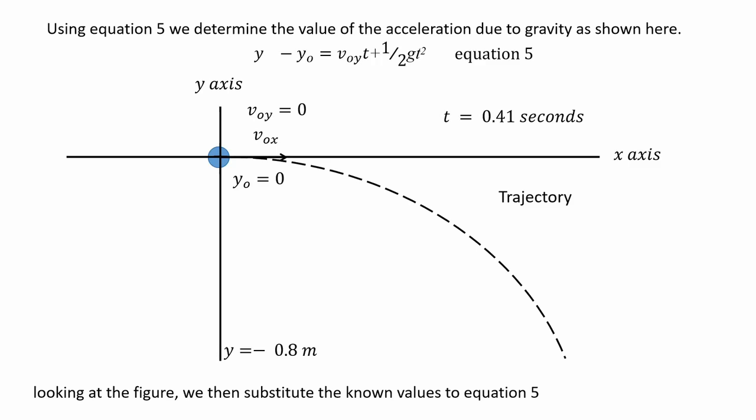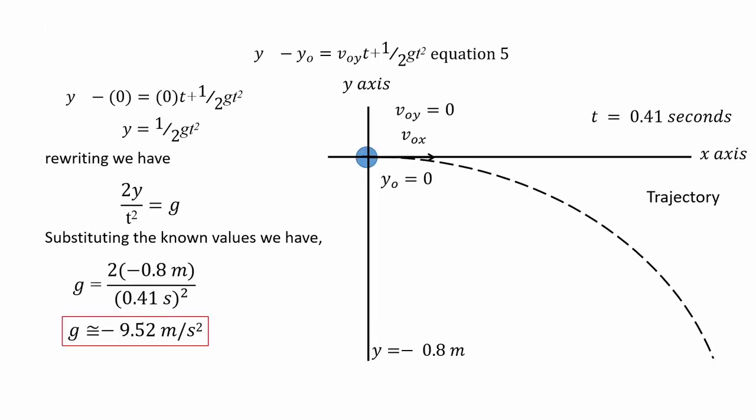Looking at the figure, we then substitute the known values into equation 5. Here we simplify the equation by rewriting it to solve for the gravitational acceleration. Substituting the known values, we have the value of the gravitational acceleration to be about 9.52 meters per second squared. This value is close to the value we usually indicate for gravitational acceleration, which is 9.8 meters per second squared.